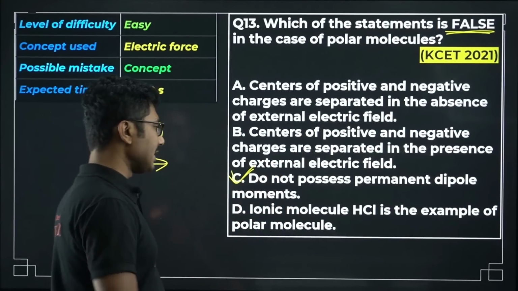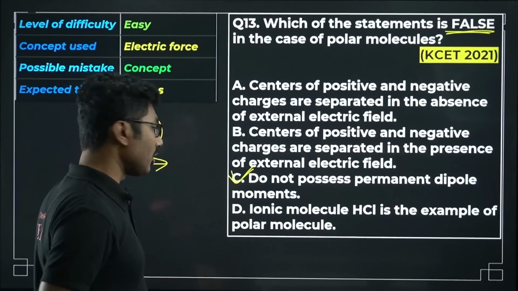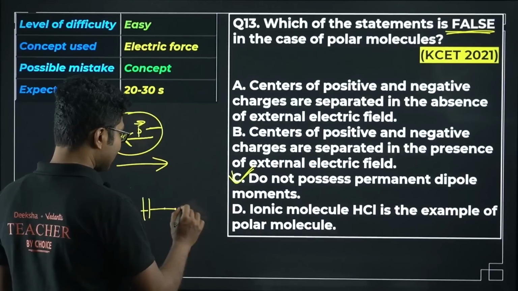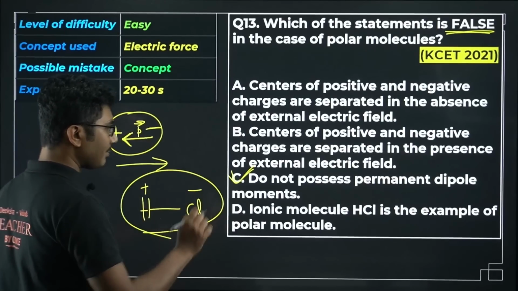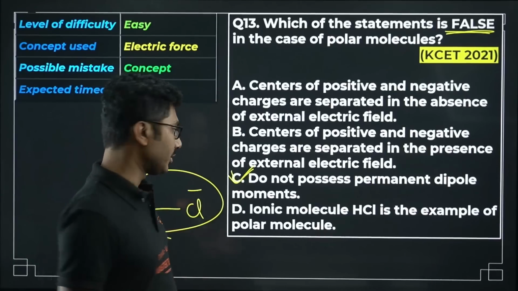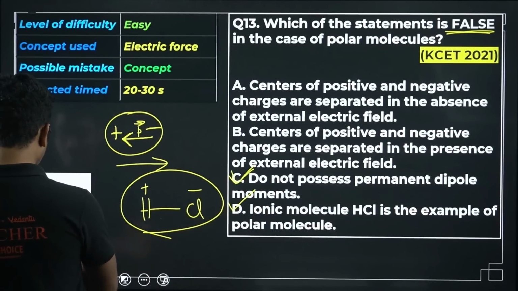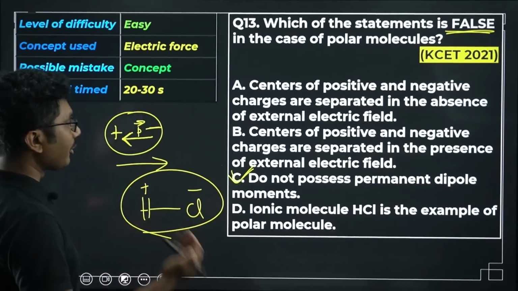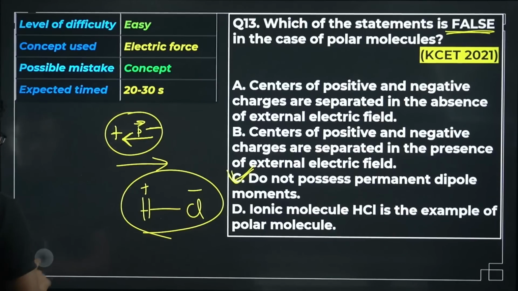Let's check option D as well. Ionic molecules, HCl is an example of a polar molecule. Yes, I gave you that example in my lecture as well. In HCl, H is plus and Cl is minus, so definitely this is an example of a polar molecule. So option D is a true statement, not a false statement. We are only identifying the false statement, so option C is correct. Now the next question.